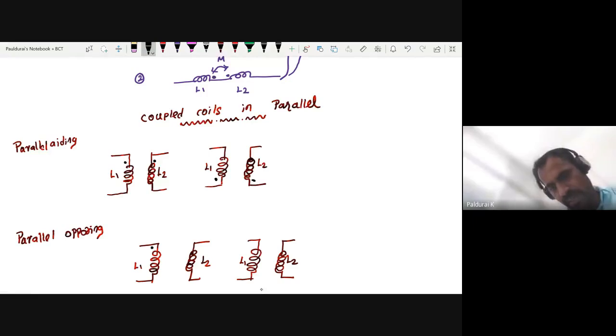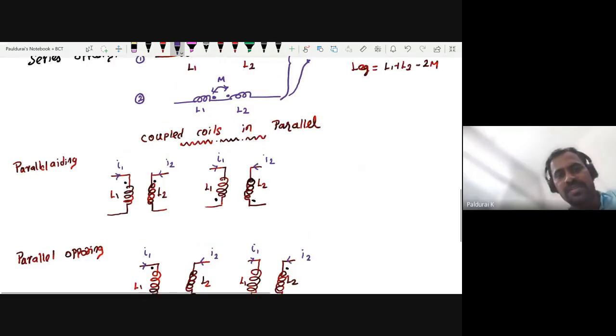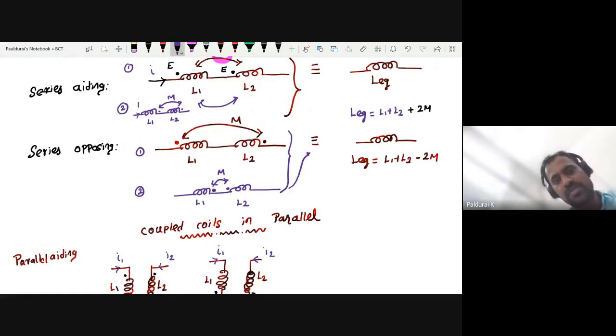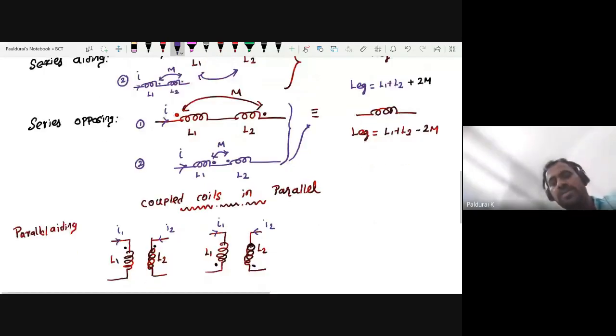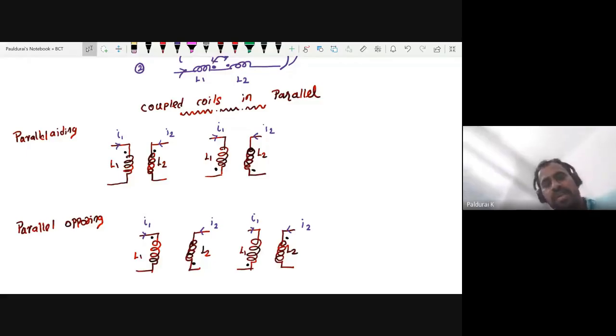Opposing means if one is entering, another one is leaving. If this is leaving, this is entering. Now put the direction, the direction is very important. This is I1, this is I2, opposite direction. Here it is I, the same current, since it is a series circuit. Here it is parallel, so different currents I1, I2.